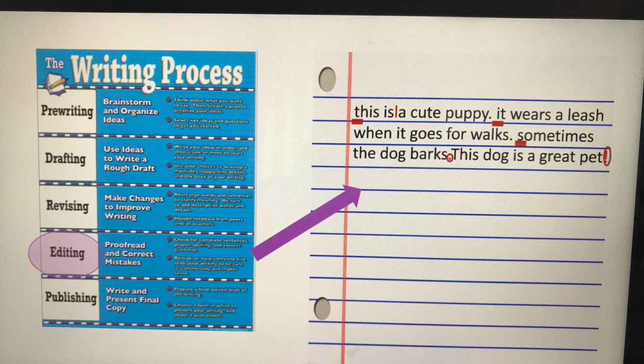Now that I've fixed those mistakes, I'm ready to go on to my final draft. Because now I know that I have added more details in the revising stage, and I fixed any mistakes I've made with punctuation, with my periods, capitals, and spacing. So now do that to yours.